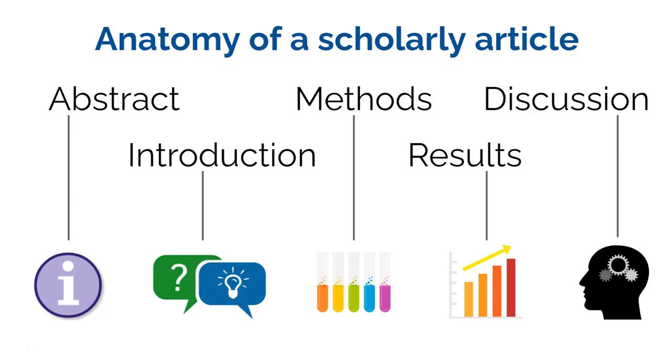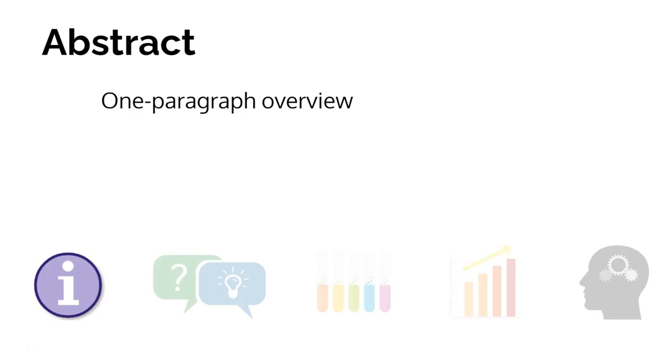Today we're going to be taking a quick look at the sections in a scholarly research article. Now, depending on which journal an article is published in, you may find that the article is formatted slightly differently or sections are labeled slightly differently. But generally speaking, you're going to find the same sections in every research article in psychology as well as other scientific fields.